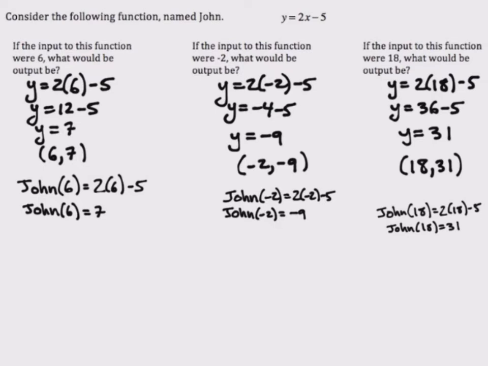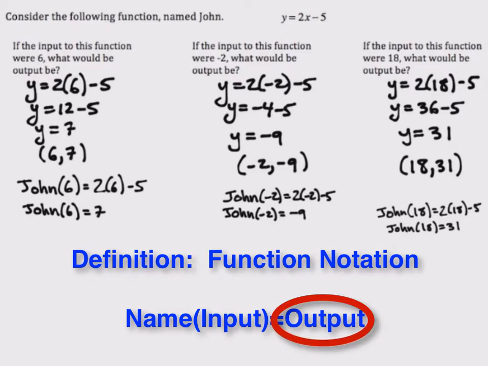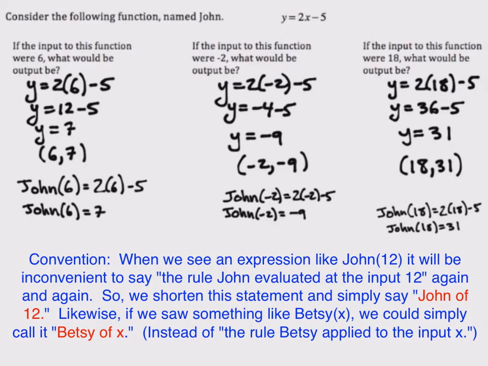And the way to write function notation is you write the name of the function, and then in parentheses what the input is, and then that equals whatever the corresponding output is. Now, by convention, when we see an expression like John parentheses 12, it's a little inconvenient to have to say the rule John evaluated at the input 12 again and again. So we shorten this statement and we simply say John of 12.